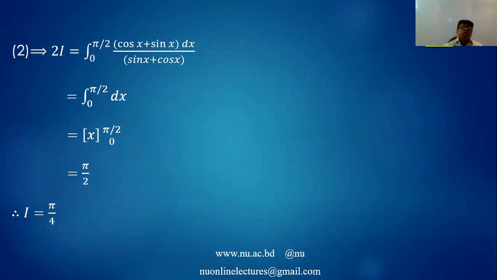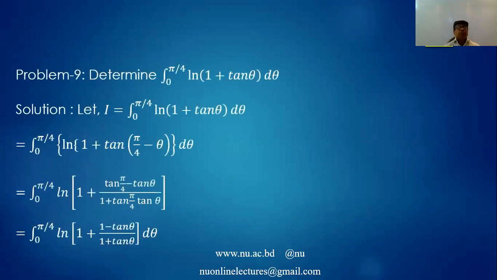Upper and lower, numerator and denominator are the same, so they will be cancelled. Now the integral of dx is x, with upper limit pi by 2 and lower limit 0. Substituting the limits, it will be pi by 2 minus 0. So I is pi by 4, because here is 2. If we take it to the right side, it will be pi by 4.